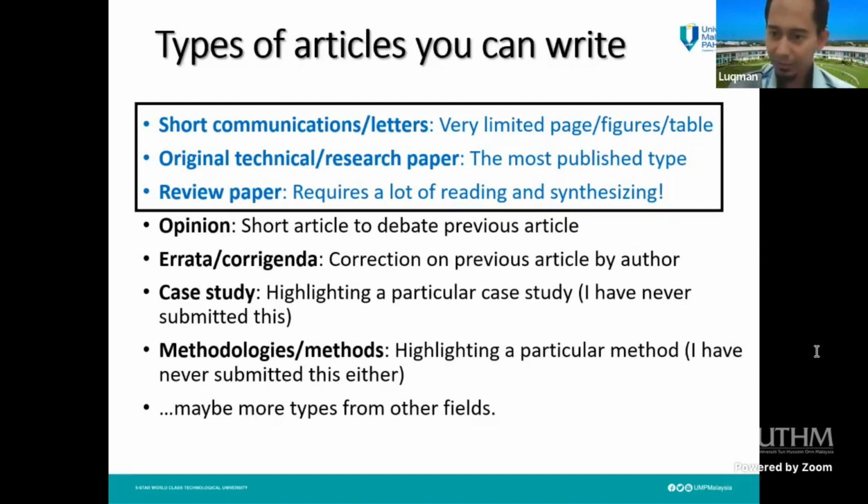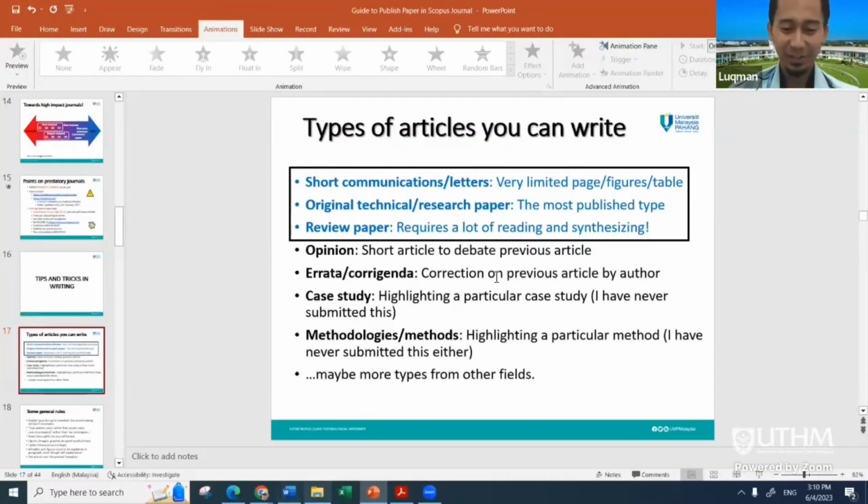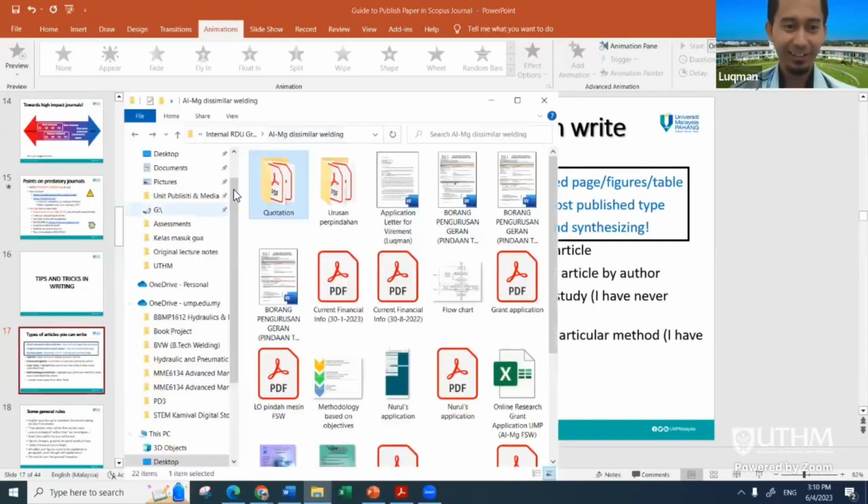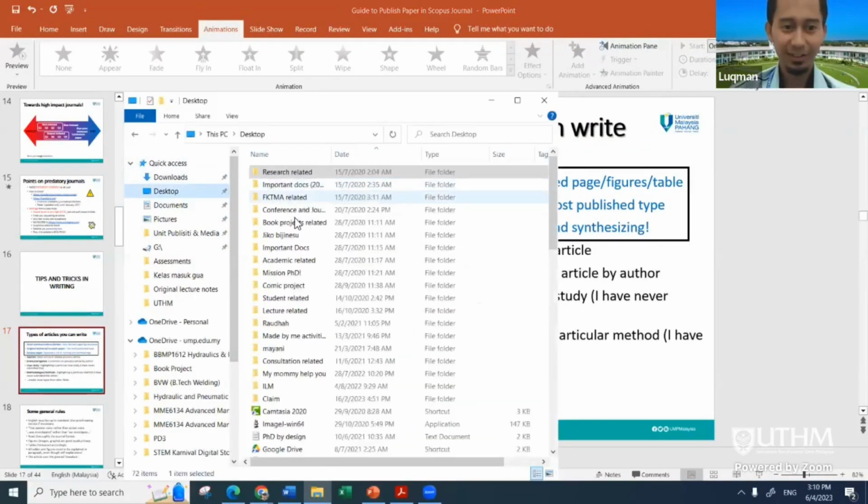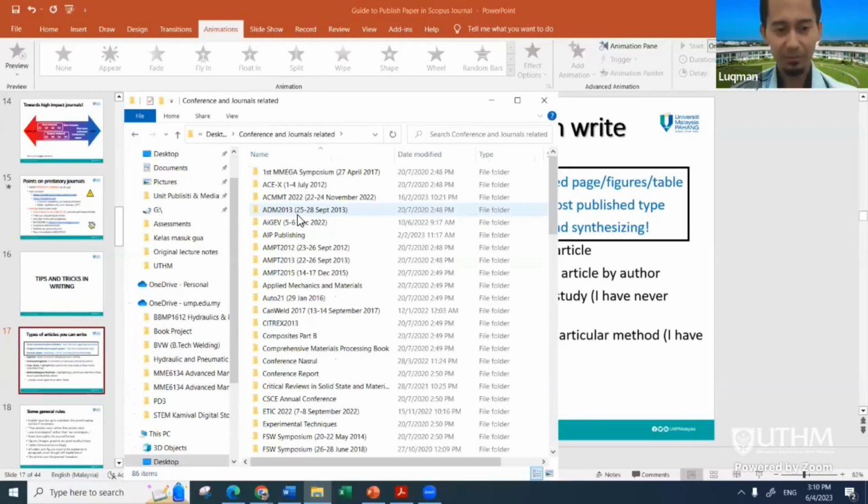Okay, Mrs. Azwina, do you have an example of communication letter journal? Nak tengok? Nah, saya tunjuk. Tak habis kita ni. Tak apa, for your sake. Okay. Communication letter.